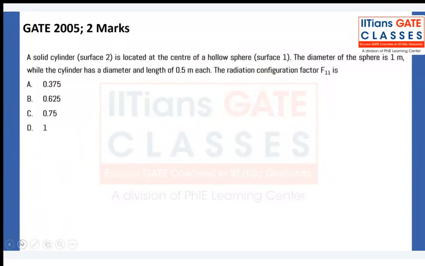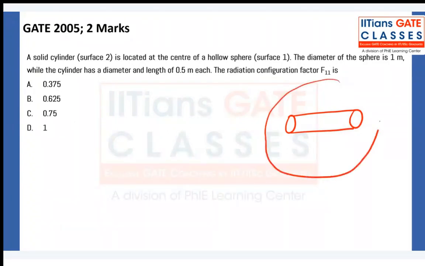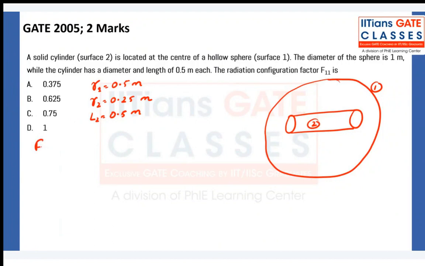A solid cylinder is located at the center of a hollow sphere. The cylinder is centered at the center of the sphere. Now the sphere is surface 1 and the cylinder is surface 2. The diameter of the sphere is 1 meter, so the radius R1 is equal to 0.5 meter, while the cylinder has a diameter and length. So R2 is 0.25 meter and L2 is equal to 0.5 meter. For this radiation configuration, I need to find out F11.